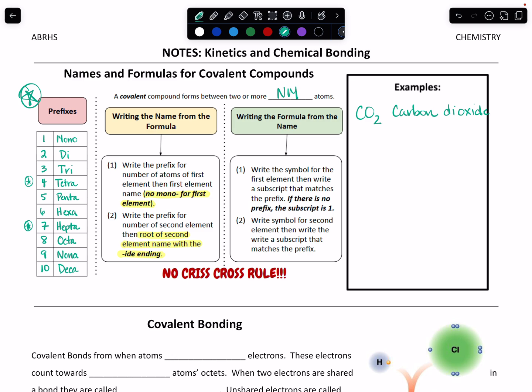All right, so let's say we had a different one, C3H8. All right, so again, we've got carbon, but there are 3 of them. So this is going to be tricarbon.